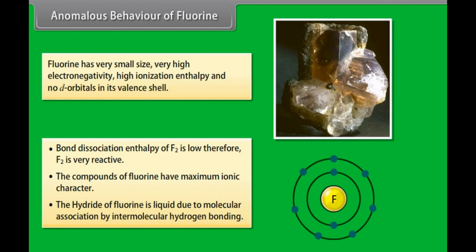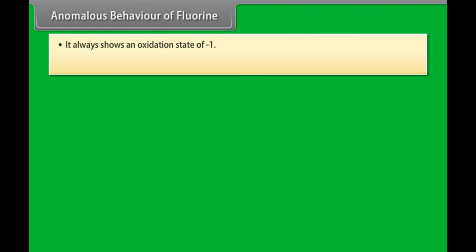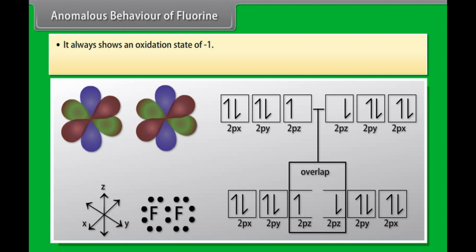The hydride of fluorine is a liquid due to molecular association by intermolecular hydrogen bonding. It always shows an oxidation state of -1. It does not form polyhalide ions due to the absence of d orbitals.